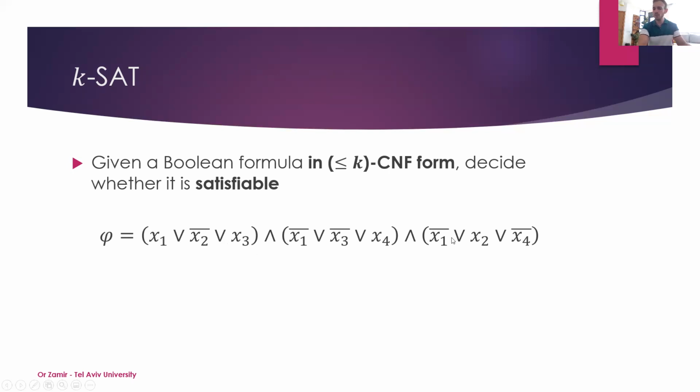A CNF form is as follows. You basically have a bunch of clauses separated by logical AND gates, where each clause is a bunch of literals separated by logical OR gates, where each literal is either a variable or its negation. A formula in this form is called a CNF formula, and a KCNF form is the same thing, where we also add a restriction that each clause contains at most K literals. So in this example, what we see is actually a 3CNF formula.